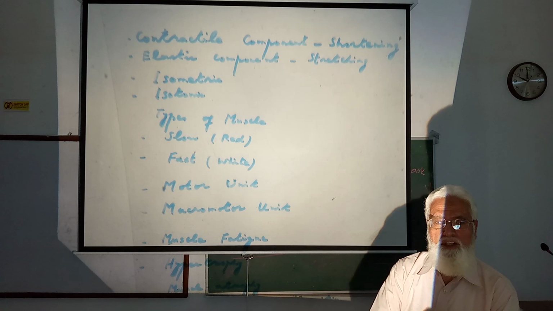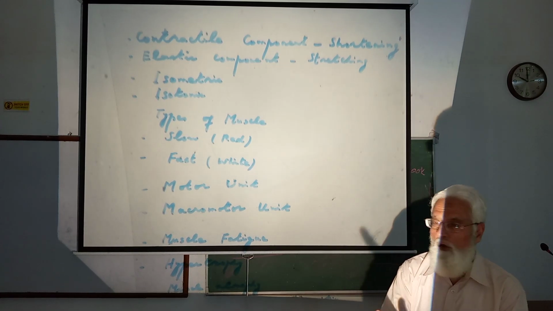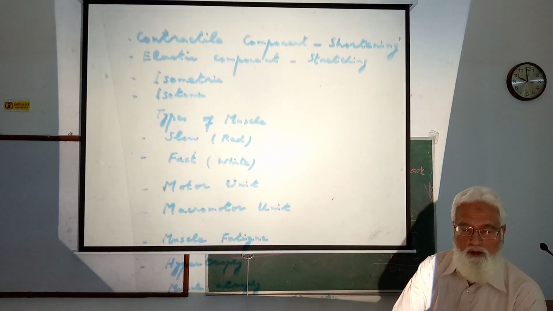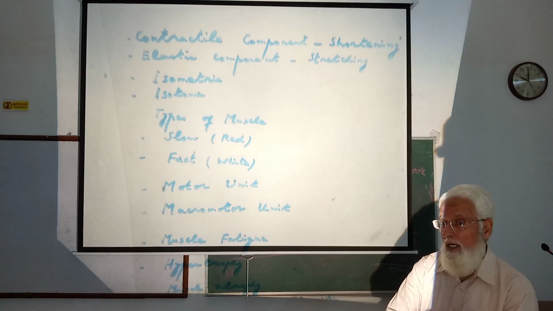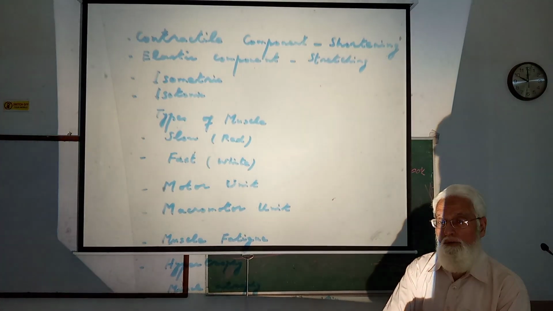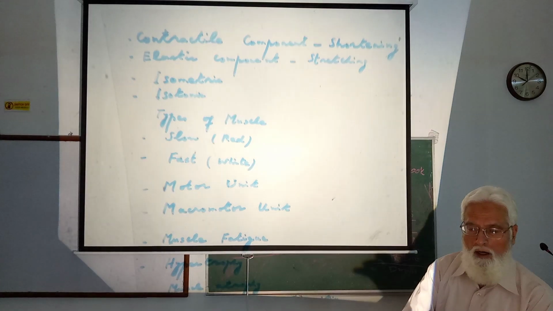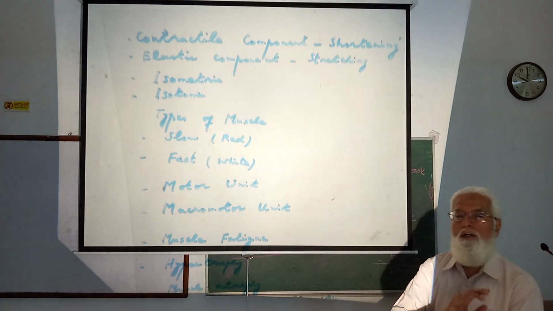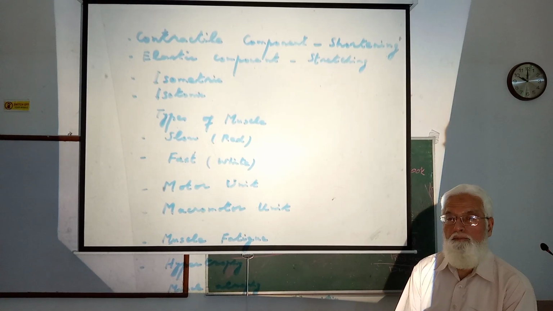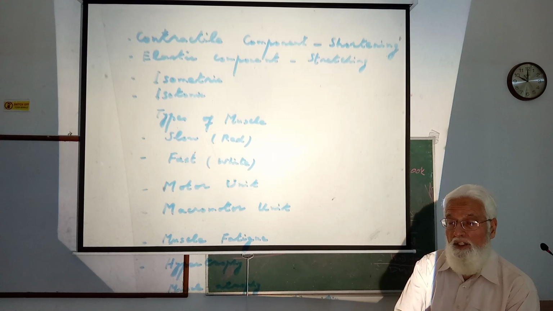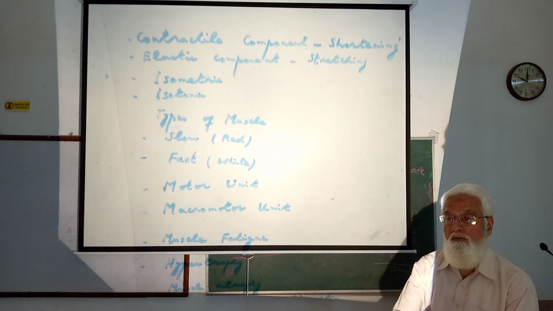In isometric muscle contraction, there is no appreciable decrease in the length of the muscle during contraction. Some shortening occurs, but not much, and that is neutralized by the stretching of the elastic component.